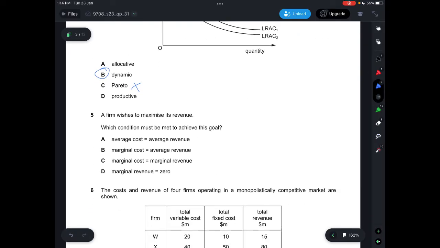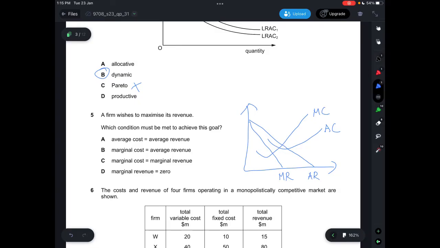Okay, question 5. A firm wishes to maximize its revenue, and which condition must be met to achieve this goal? Let's just draw a graph and then I'll explain. So this one would be your MR curve, the additional revenue gain from producing an additional unit of a good, and then your average revenue curve, where the total revenue is divided by your quantity. And then this one would be your MC curve, and this one would be your AC curve. AC meaning average cost, MC meaning marginal cost.